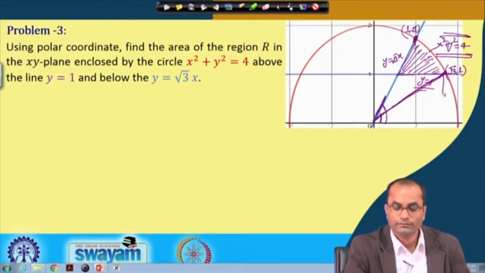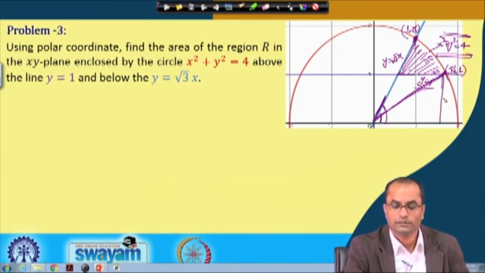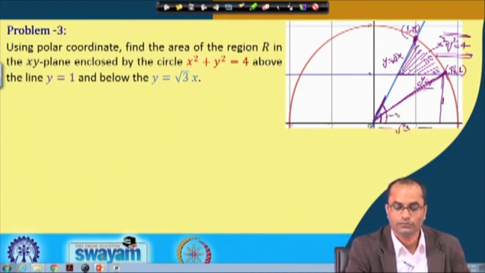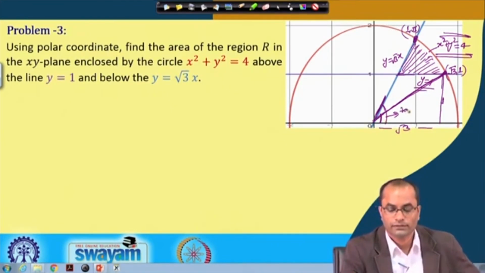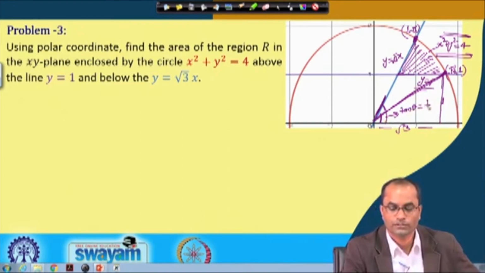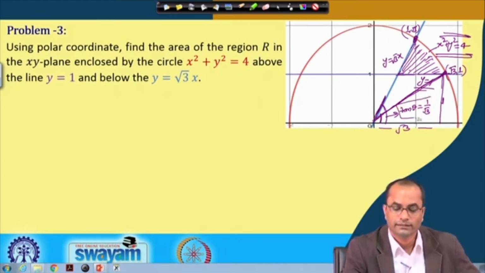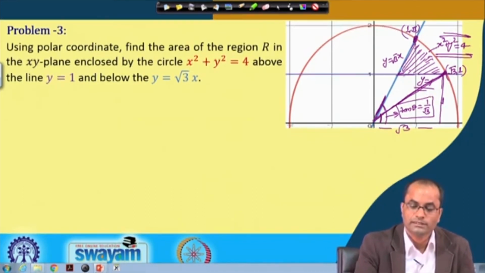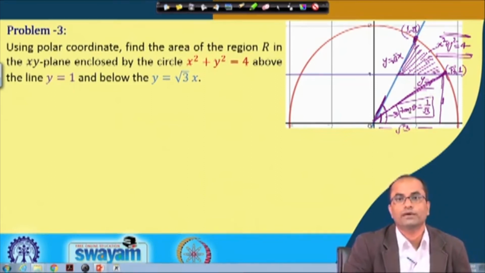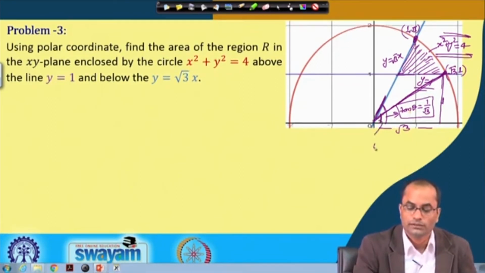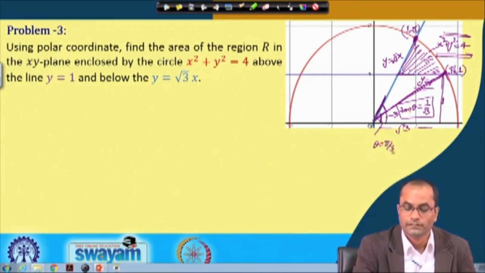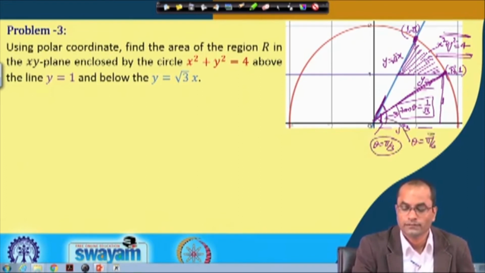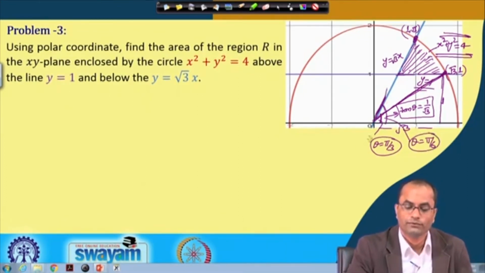With this we can compute easily this angle, because the vertical distance is 1 and here it is square root 3 for the first angle. So, tan theta will be 1 over square root 3, and we get that theta is pi by 6. Similarly, for the other one, tan theta will be square root 3, that means this theta will be pi by 3. So, we are moving from pi by 6 to pi by 3 for theta.